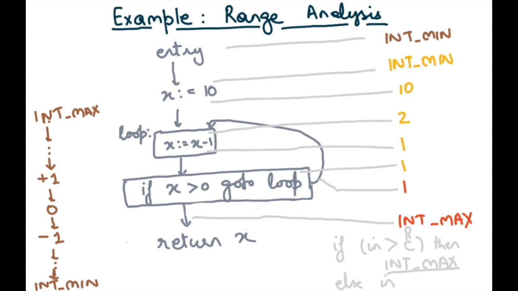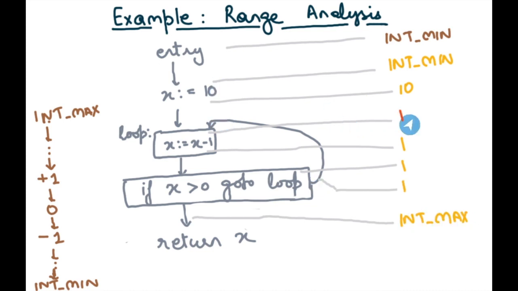But this is still not a fixed point solution, because if I look at this point here, then its predecessors are, one of them is 1 and the other one is 10, and the meet of 10 and 1 is 1, whereas the value that I have here is 2.